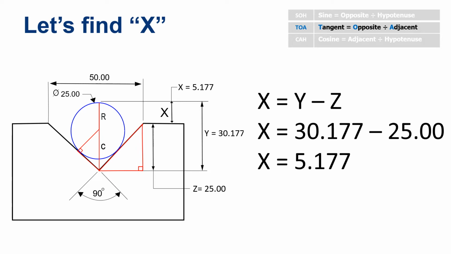If you remember, the formula we created was X equals Y minus Z. Now that our formula is populated, it's now called an equation. So X equals 30.177, which is the Y distance, minus 25, which is the Z distance we just calculated. So X equals 5.177.